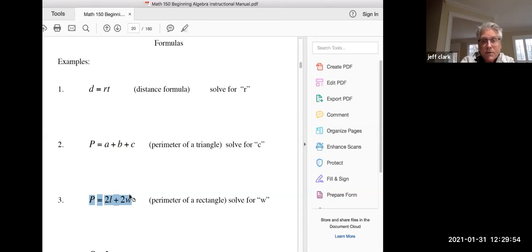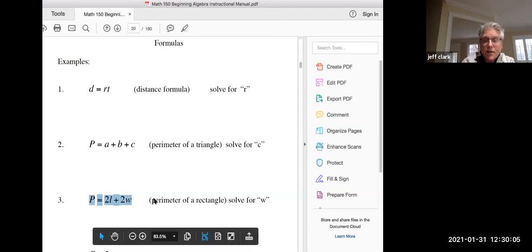So what we're going to do is take each formula, and I'm going to solve for the letter that's being asked for. You're not plugging anything in on these particular problems. So let me go share my screen and we'll do number 1.